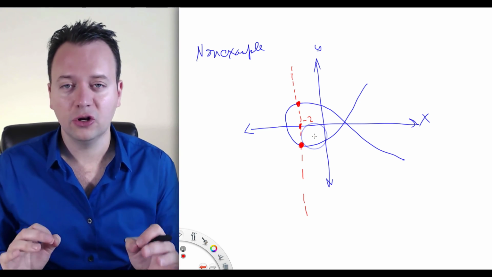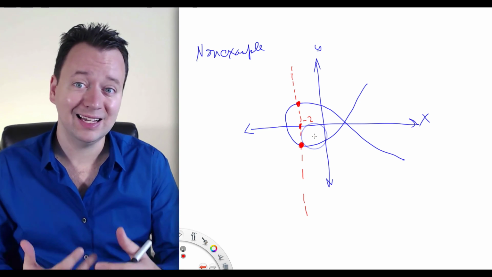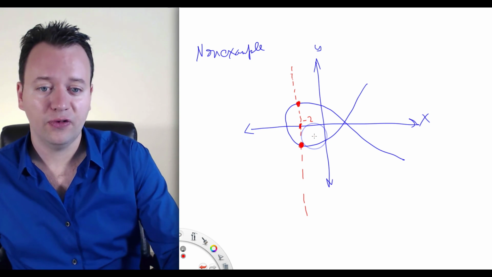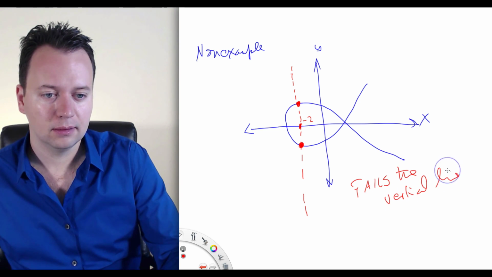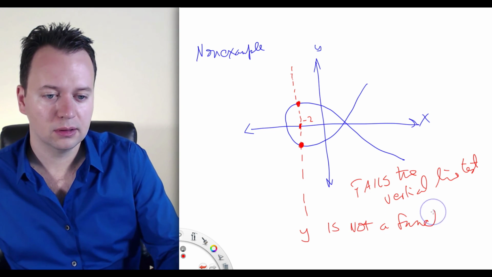But remember the definition of a function. Every input has a single output, right? So this fails the vertical line test, and therefore is not a function. So y is not a function of x.